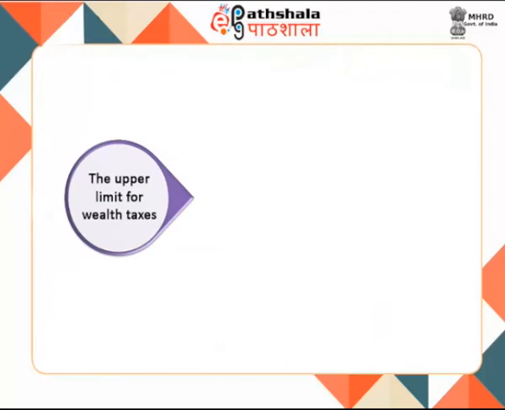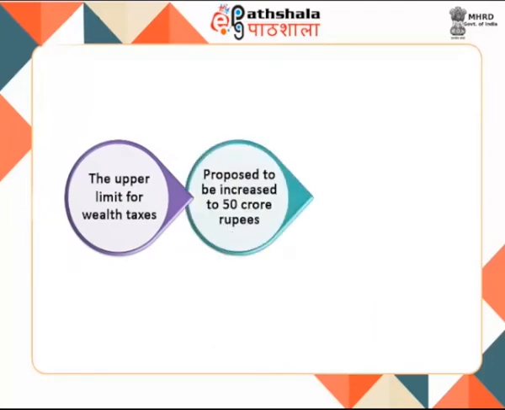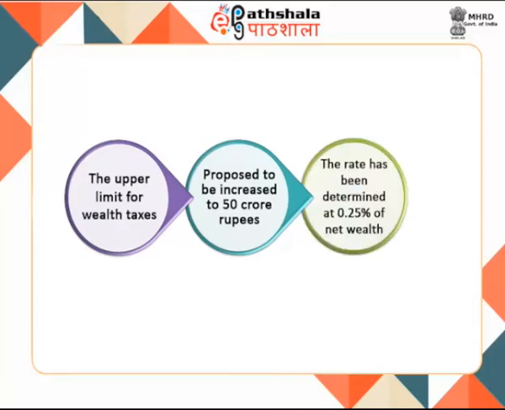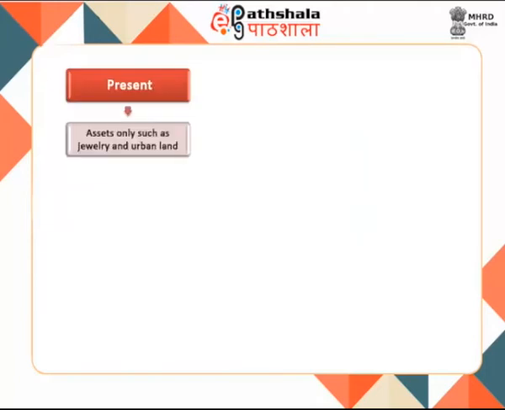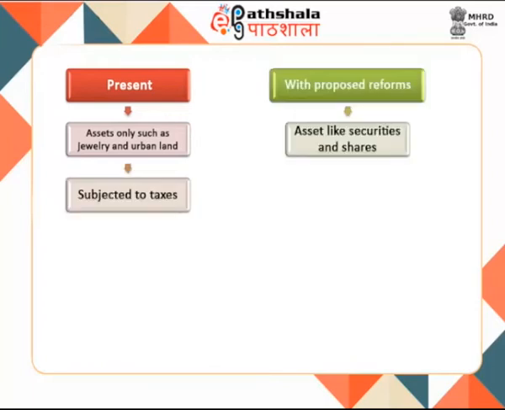The upper limit for wealth taxes has been proposed to be increased to 50 crore rupees. The rate has been determined at 0.25% of net wealth. All assets that are not in the certain exempted assets list will be subjected to taxation as well. At present, assets only such as jewelry and urban land are subjected to taxes, but now every asset like securities and shares will be included in the purview of taxes.